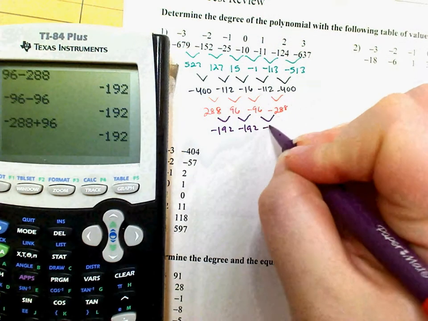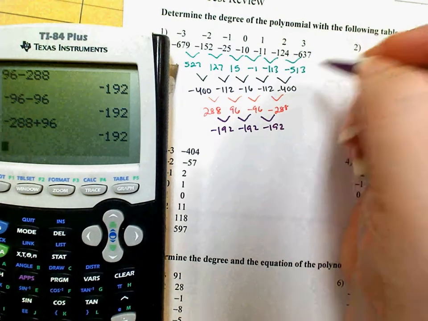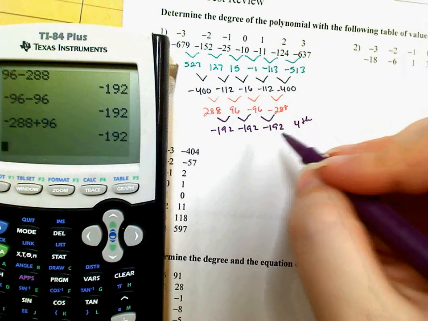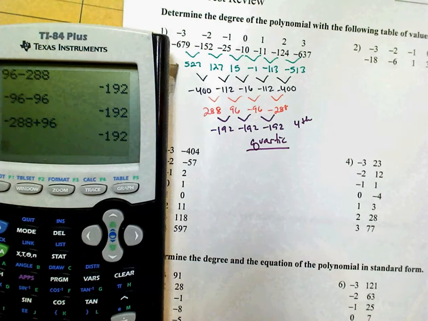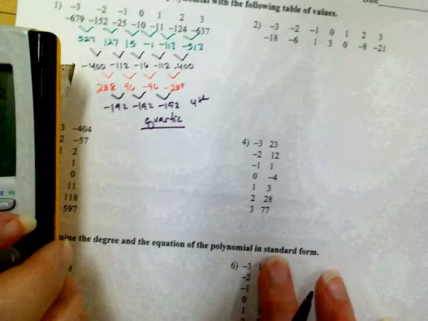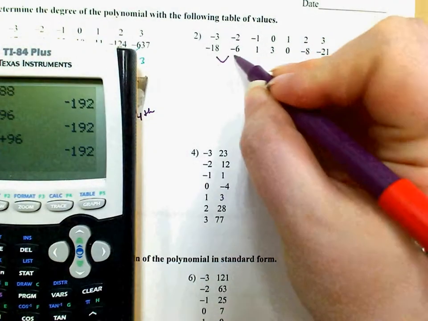So we count how many differences that took, and I love how I want to slant, but 1, 2, 3, this is the fourth difference, which means this is a quartic. So the degree matches the number of times it takes to find the common number. Okay? So on number 2, do the same thing.